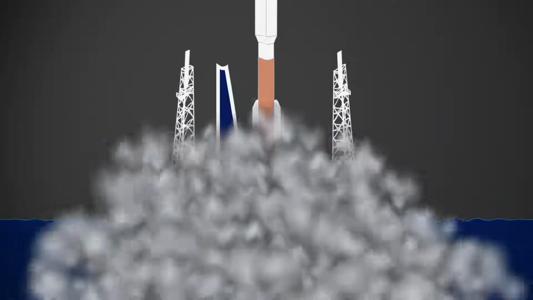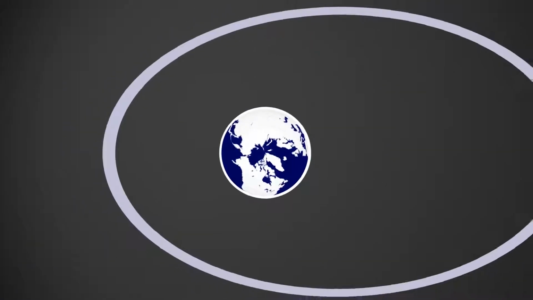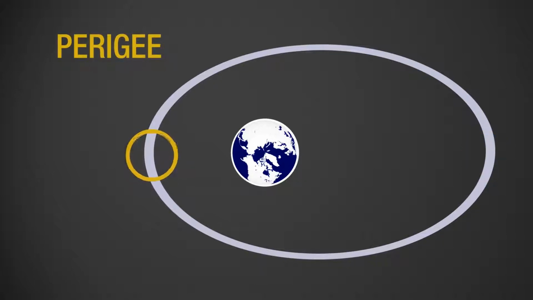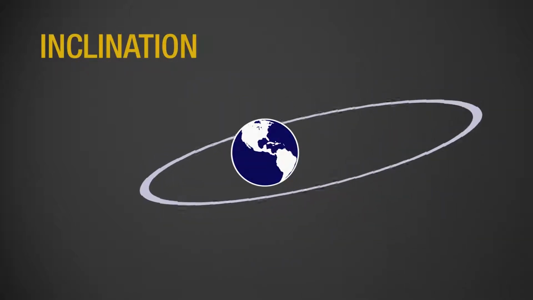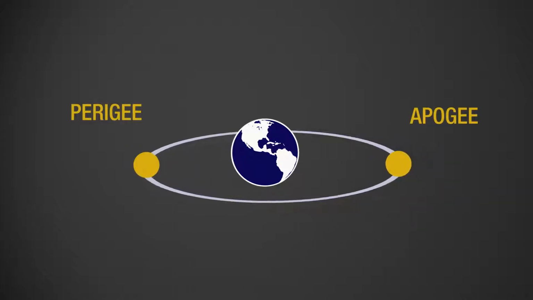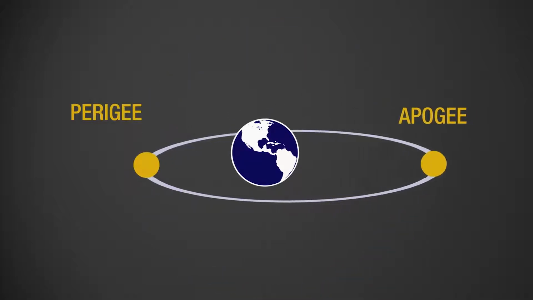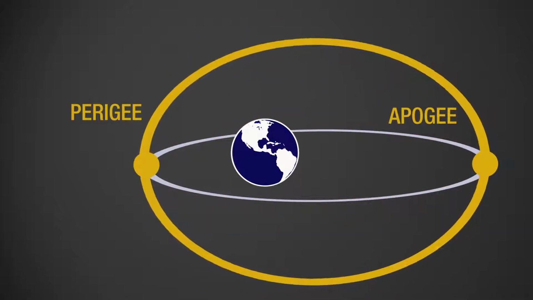Hold on. Orbits are often described by their orbital elements: apogee, the highest point of the orbit; perigee, the lowest; and inclination, the tilt of the orbit relative to Earth's equator. So, if the difference in length between the apogee and perigee is small, will the orbit be nearly circular? Yes, and if there is a large difference? The orbit will be highly elliptical.